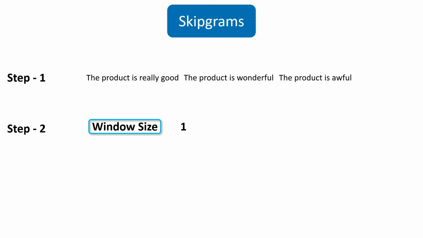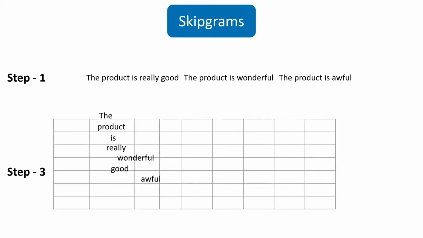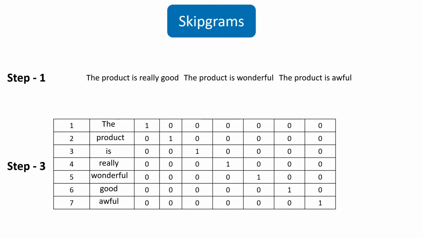Let's say the window size is 1 in this case. And the third step is we have to get one-hot encoding for each and every unique word. Let's do it. To get one-hot encoding, simply we have to take all the unique words from the corpus and give some unique index value for each and every word. Then simply put 1 in the corresponding index position and 0 in the remaining places. This is the one-hot encoding for this particular corpus.